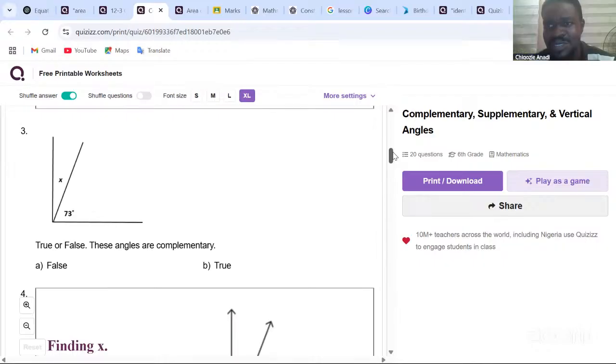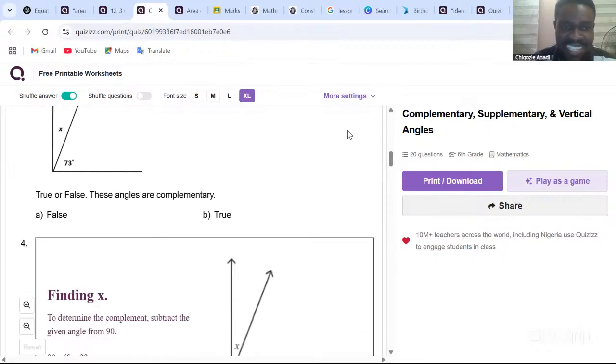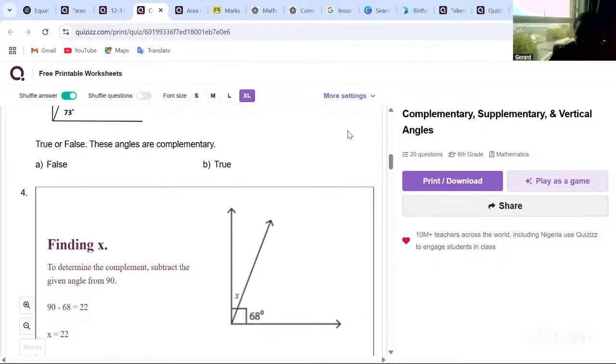Chimamanda, what about you? What do you think the answer is? False too, right? Okay, very good. You guys are correct. False, because they don't add up to what? 90 degrees. Look at question 4 now.